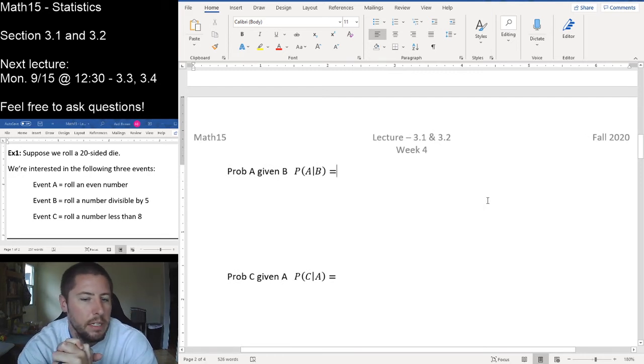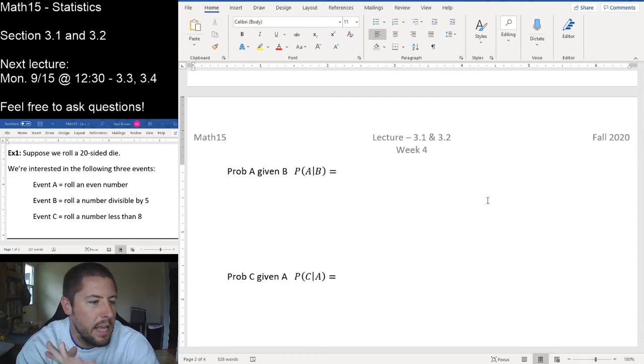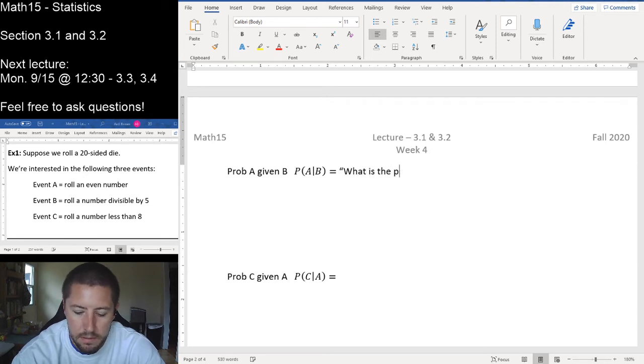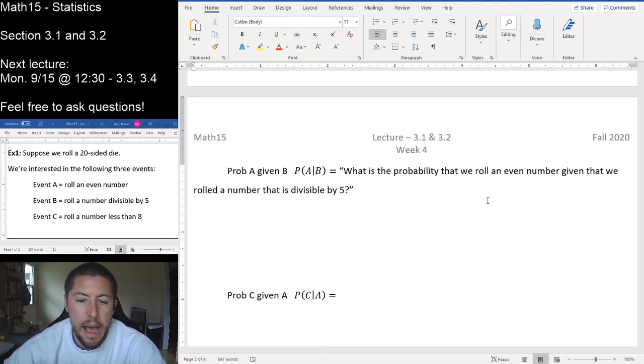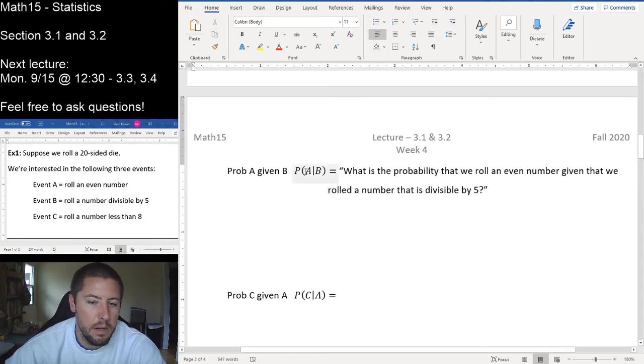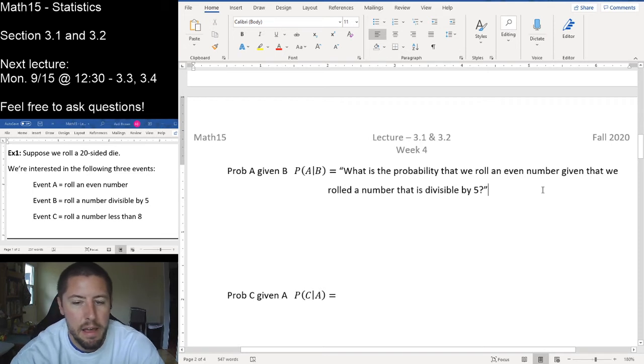So if I'm looking at the probability of A given B, that's like saying, what is the probability that we roll an even number given that we rolled a number divisible by 5? So that is exactly what I'm asking when I say, what is the probability of A given B right there? What is the probability that we roll an even number, event A, given, that's what the vertical bar is indicating to us there, that we rolled a number that is divisible by 5?